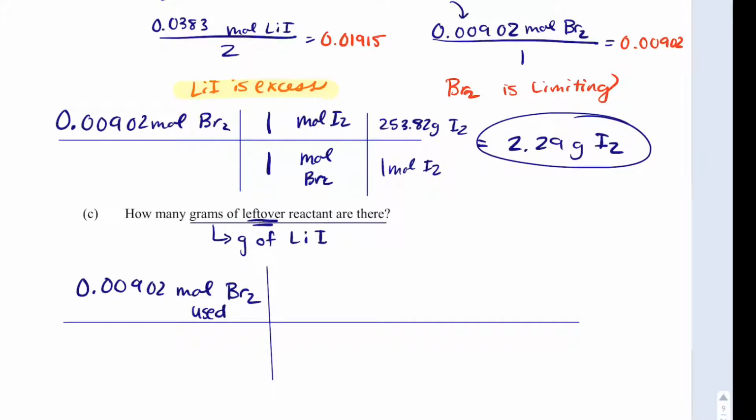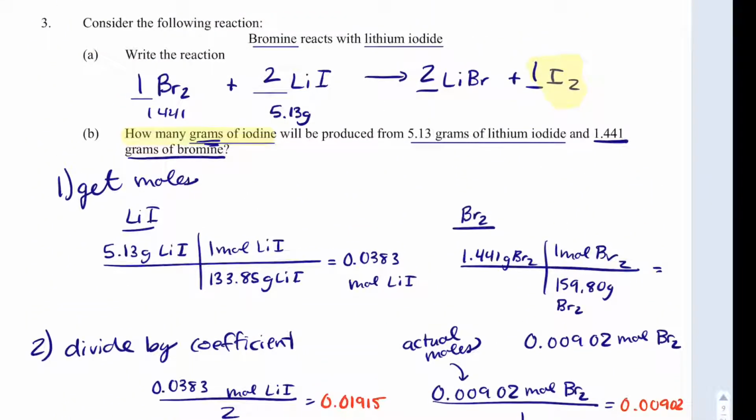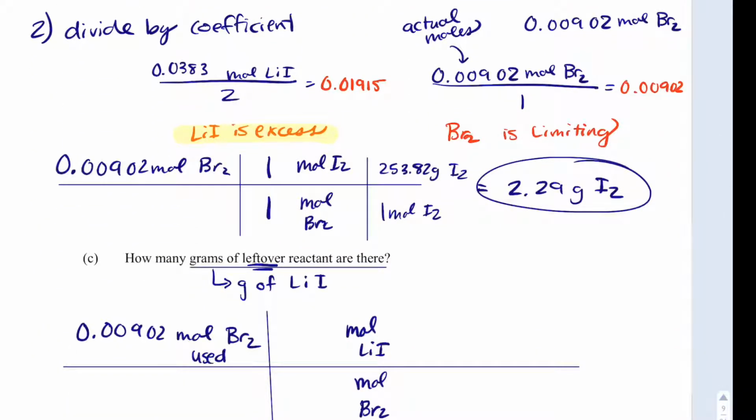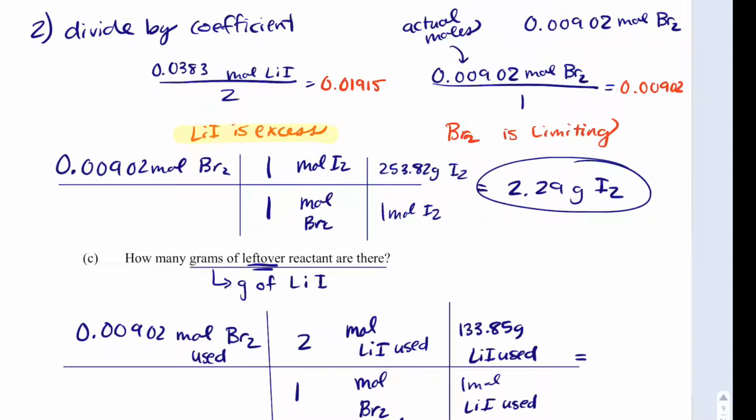Since I'm already at moles, that means I'm at the mole bridge, so I'll go from moles of Br2 to moles of LiI. Looking at that ratio, that is a 1 to 2 ratio. And these are used. And then in 1 mole of LiI used, there's going to be 133.85 grams of LiI used. And when I math that out, I get 2.41 grams of lithium iodide that I used.